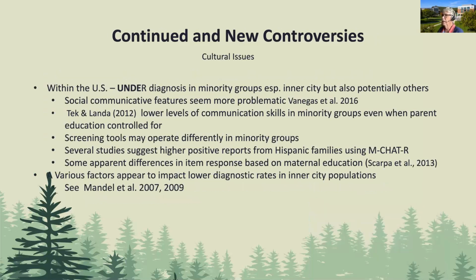Again, within the United States, there seems to be underdiagnosis in minority groups, especially inner city groups, potentially other issues as well. Some communication features seem to be more problematic in certain cultures. There seem to be lower levels of communication skills in some minority groups, even when parent education is controlled for. Screening instruments may operate somewhat differently. There may be some bias on the part of Hispanic families, for example, to be more positive reporters of symptoms suggestive of autism. And there's some suggestion of item response differences based on maternal education. So all these things may impact lower rates of diagnosis in inner city populations. I've given you a few references here, and there's a fairly large body of work on this now.